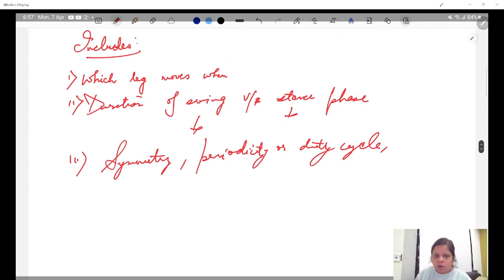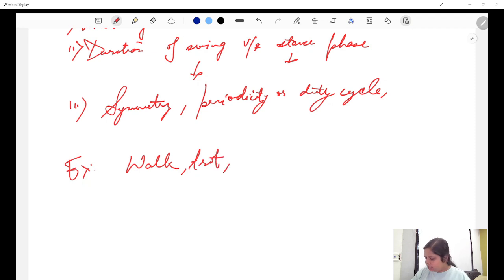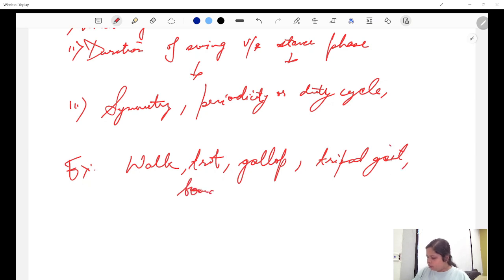Okay, so what could be examples of a few of the gaits? It can be a walk gait, it can be a trot gait, it can be a gallop gait, and it can be a tripod gait. Apart from this, it can be a bound gait, crawl gait, creep gait, etc.